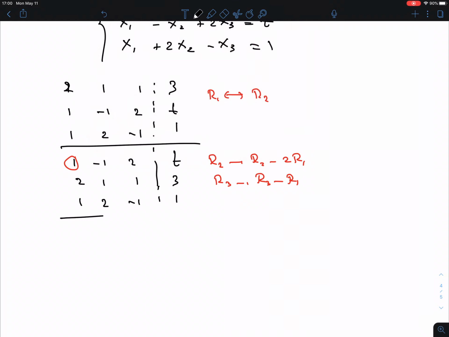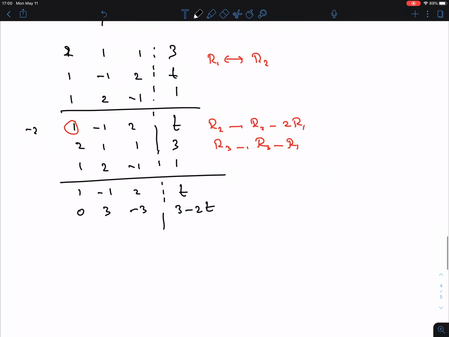Okay, so that is 1, minus 1, 2, t. So we do this minus 2 and get a 0 there. 2 plus 1 is 3, minus 4 plus 1 is negative 3. And then we have 3 minus 2 times t. And now we do with negative 1 and add to the next one. That's a 0. Negative 1 plus 2 is 3. Negative 2 plus negative 1 is negative 3. And then we get 1 minus t.